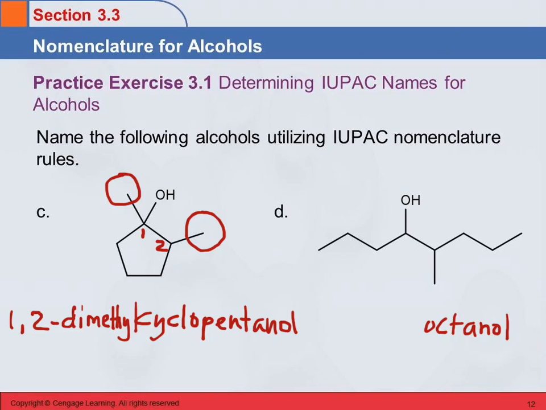This is octanol, and let's see, 1, 2, 3, 4, 1, 2, 3, 4, 5. So we want to start numbering from this end because it's closest to the hydroxyl group. Because the hydroxyl group is most important. We focus on him, and then we look at other things. So that's 4 octanol. And here's another little methyl group. So that's on the 5, and so that's 5 methyl, 4 octanol.